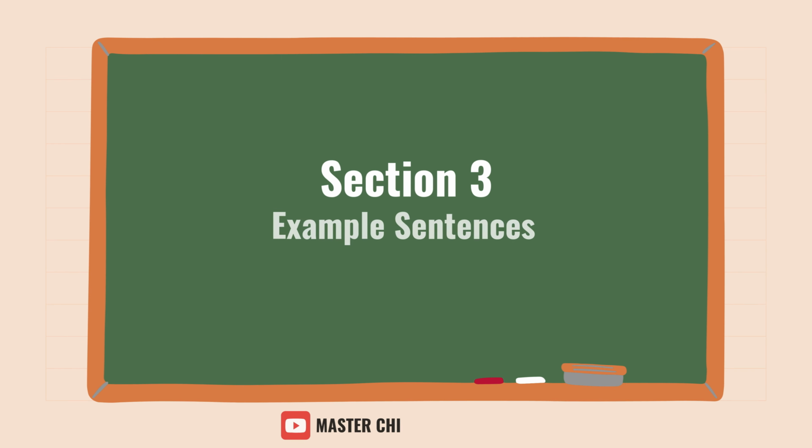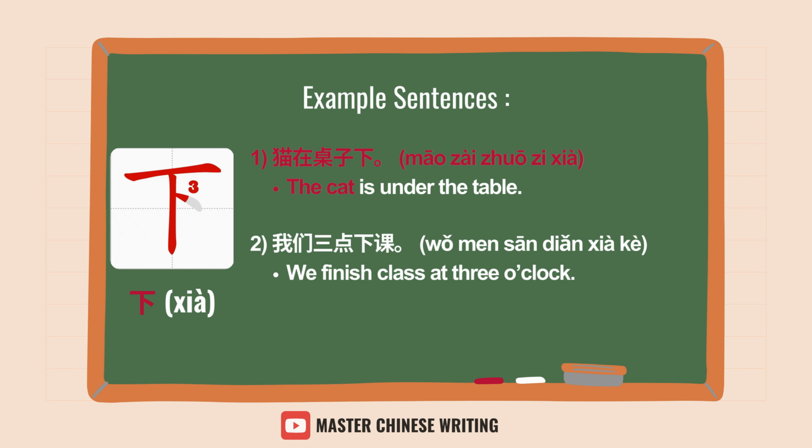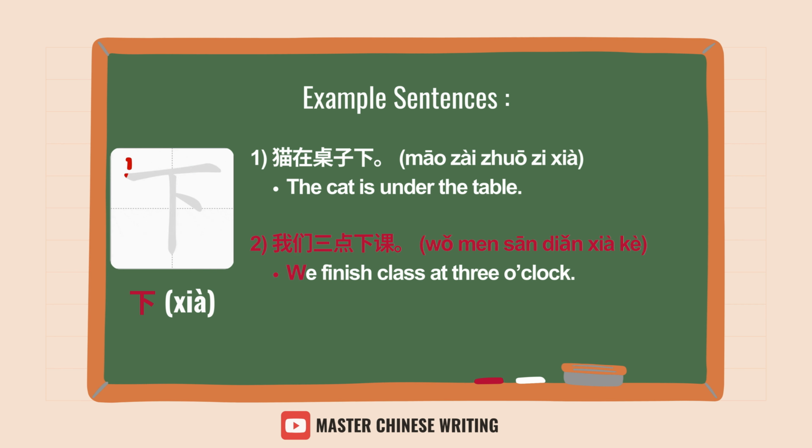Section 3. Example sentences. 猫在桌子下. The cat is under the table. 我们3点下课. We finish class at 3 o'clock.